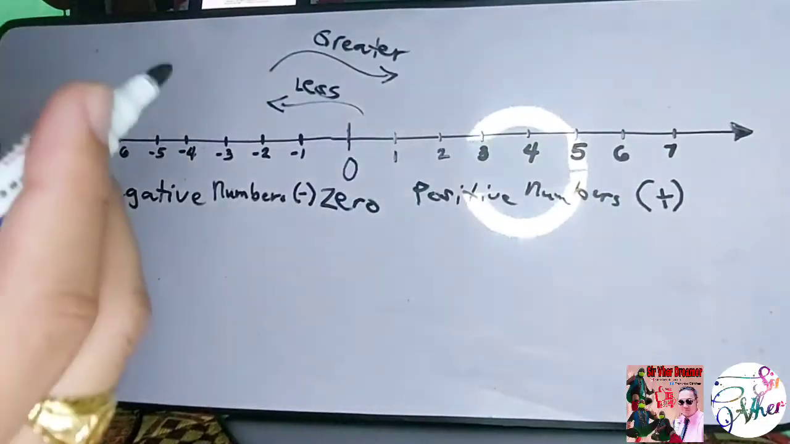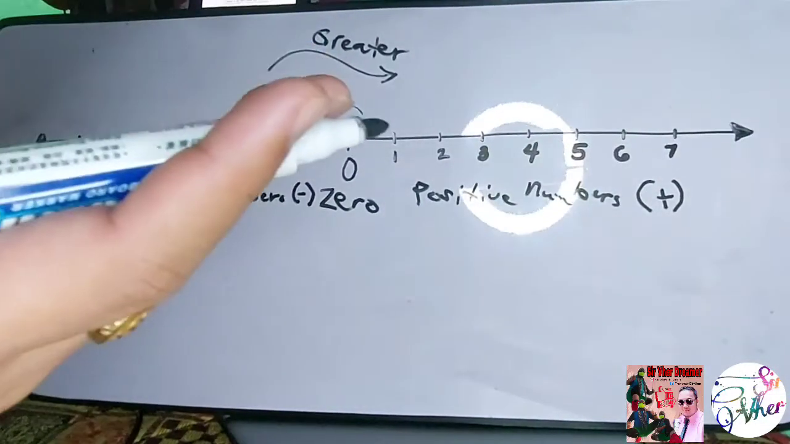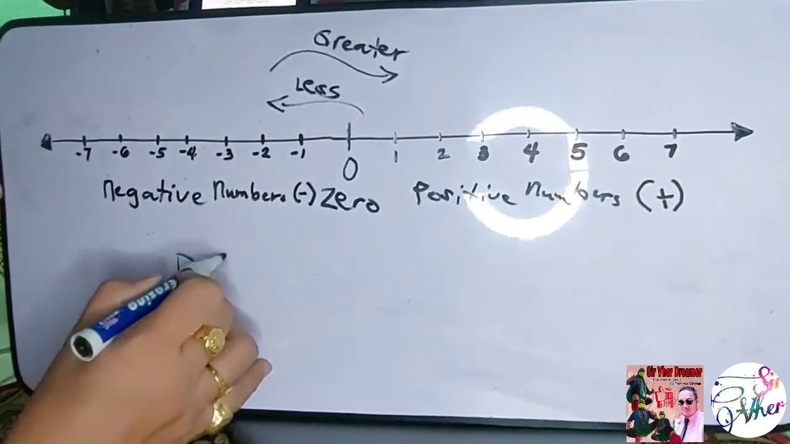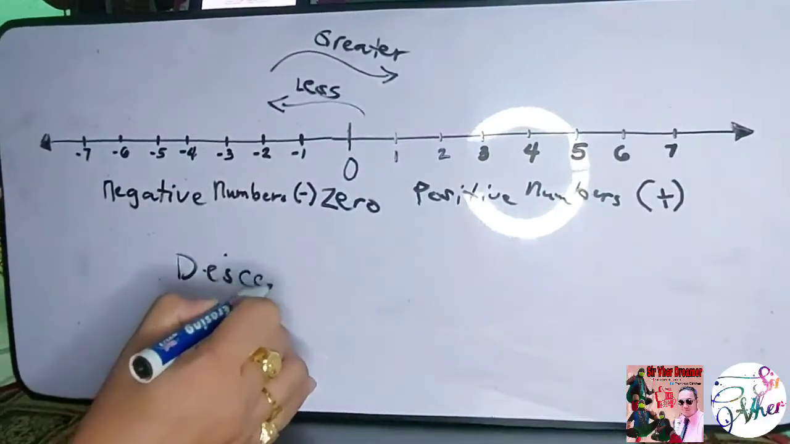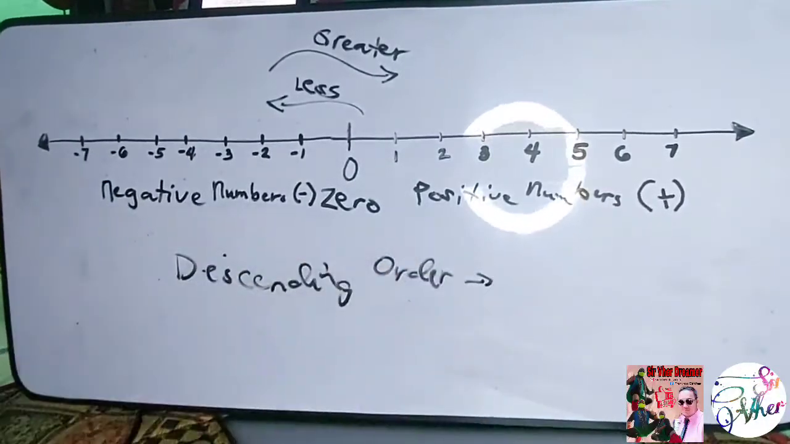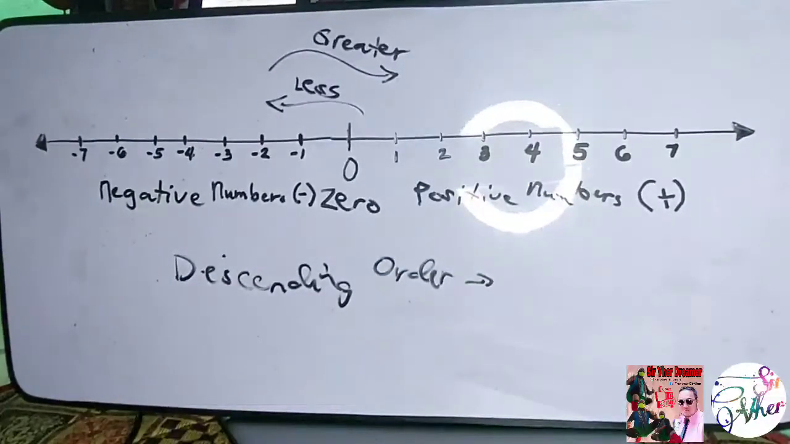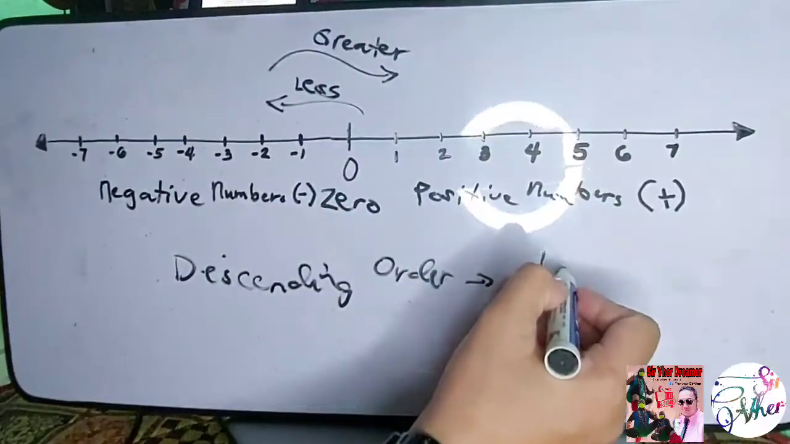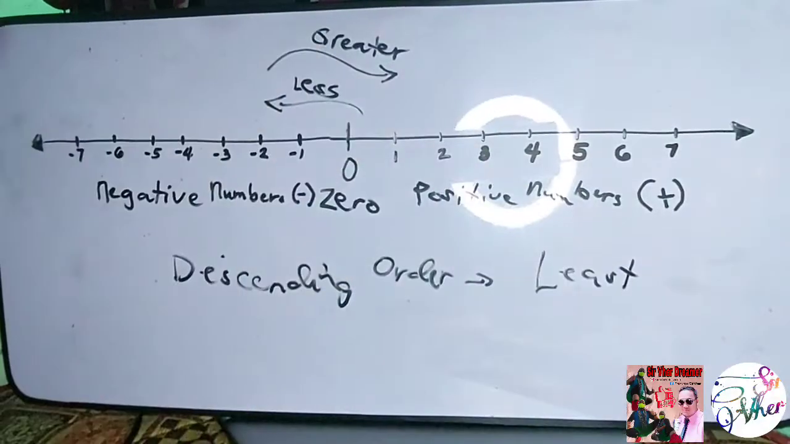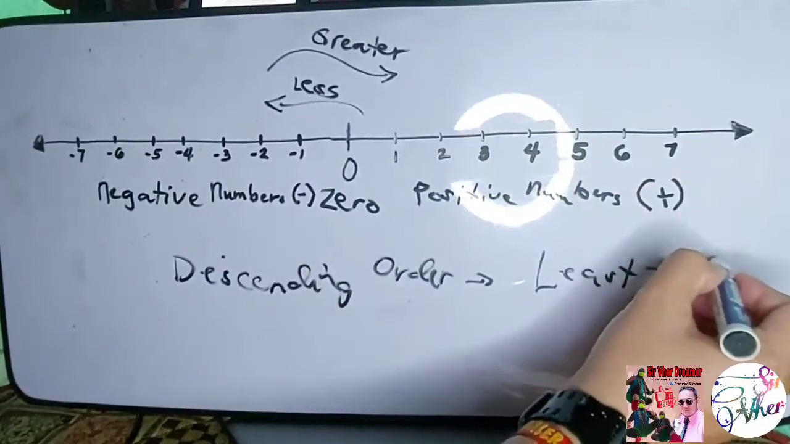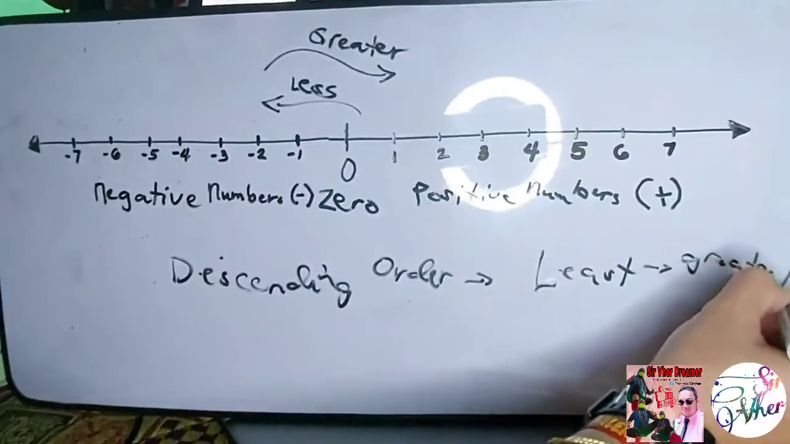To arrange numbers, you know it already, we have descending order. Again, what is descending order? It is arranged from what? Begin with the least in value and end with the greatest value. Least to greatest. Okay, least to greatest. So that is ascending order. Least to greatest number value.